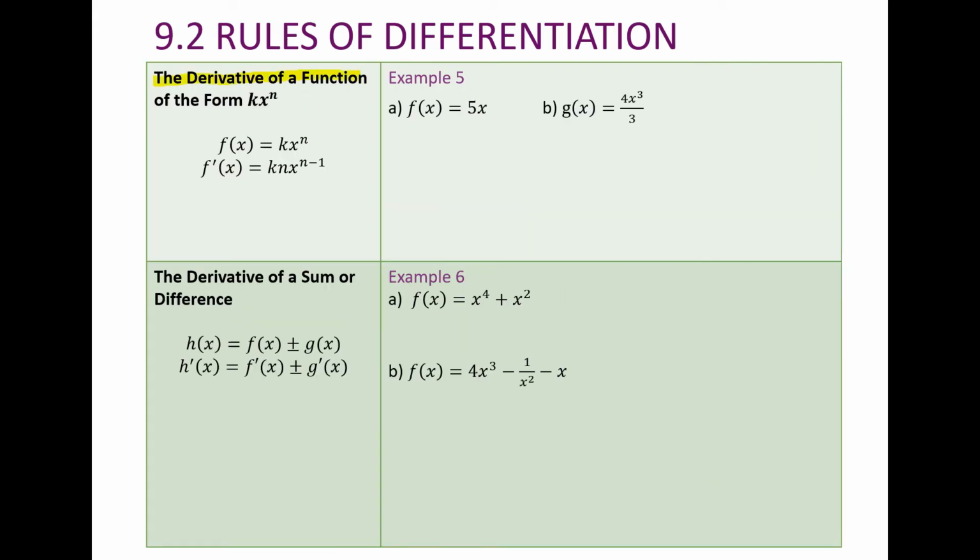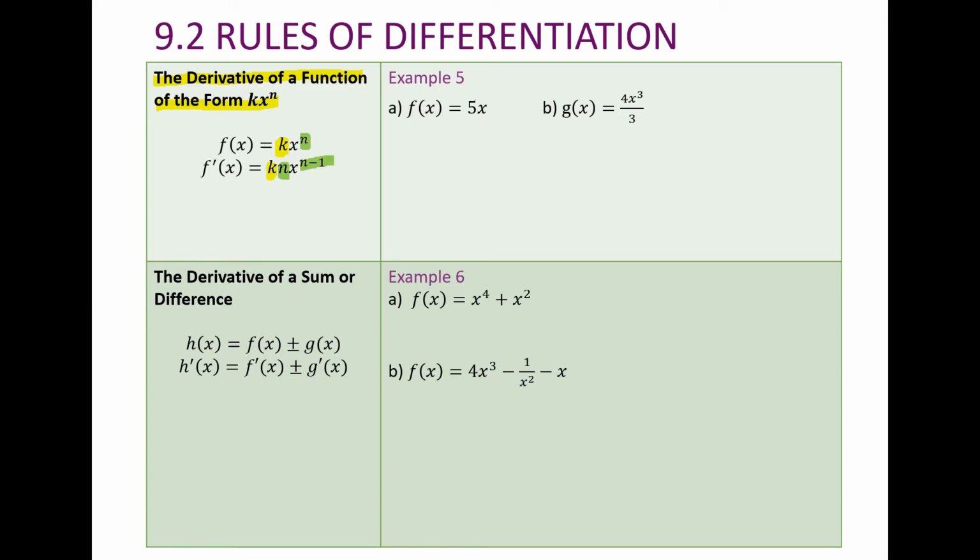The derivative of a function of the form kx to the power of n. If you have a function f(x) equal to k, where k is your constant, x to the power of n, so you have power n with base x, therefore f'(x) will give you k, so just copy down your constant. Now bring power to the front, and then the power will be minus by 1. So you'll have k times n times x to the power of n minus 1.